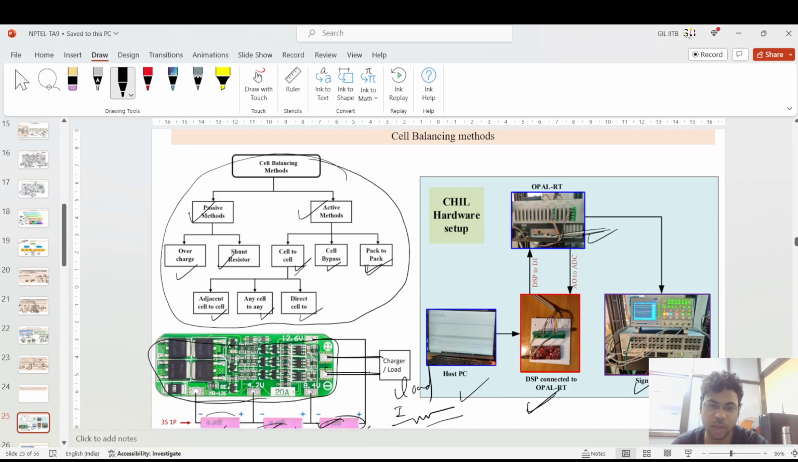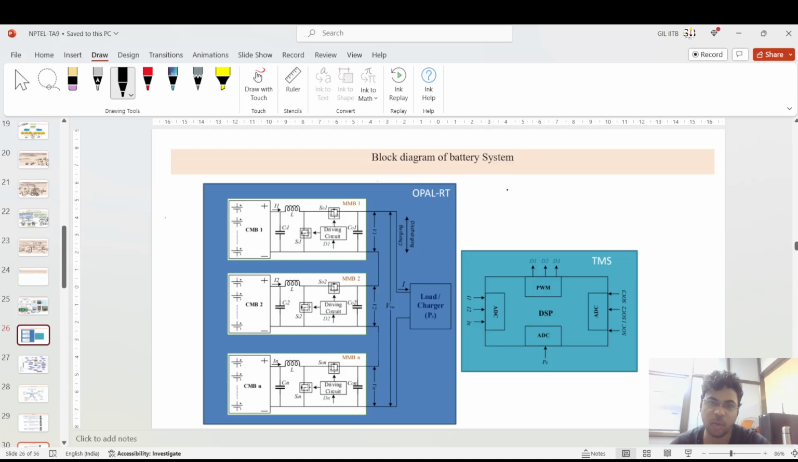Suppose you have connected one resistor also for monitoring this load, how much discharge is there, how much voltage is there. Based upon that, you transfer this signal to some place where you monitor this. And based upon that, you give a certain signal to this balancing algorithm to operate. So that is actually the CHIL hardware setup.